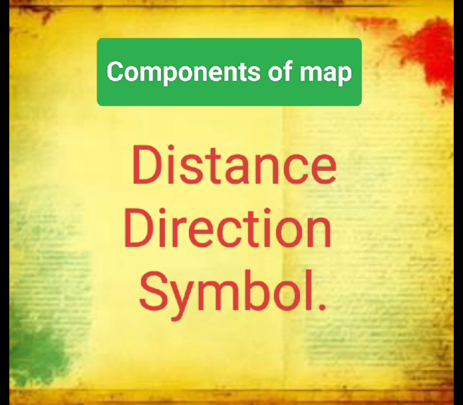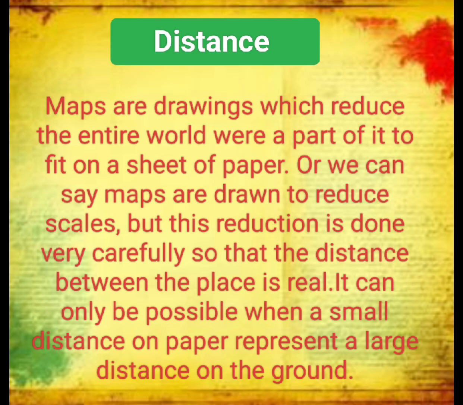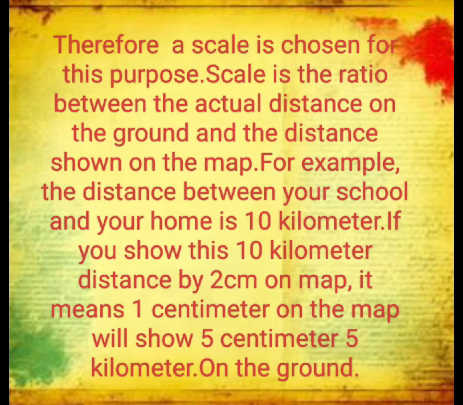Now come to the components of a map. We have three components of a map: distance, direction, and symbol. Coming to the first part, that is distance. Maps are drawings which reduce the entire world or part of it to fit on a sheet of paper. Or we can say maps are drawn to a reduced scale. But this reduction is done very carefully so that the distance between places is real. It is only possible when a small distance on paper represents a large distance on the ground. Therefore, a scale is chosen for this purpose.